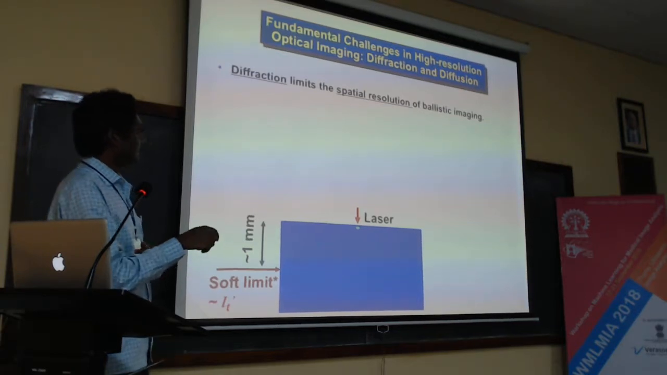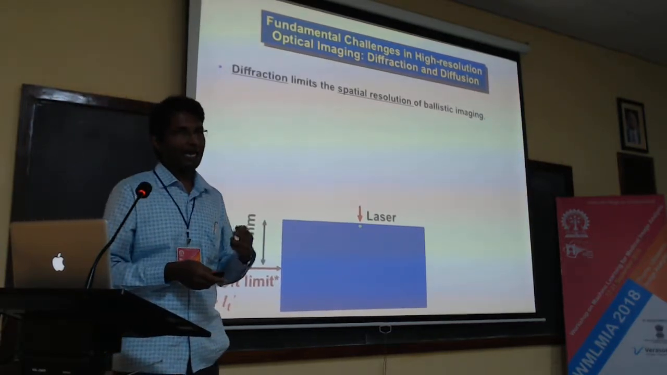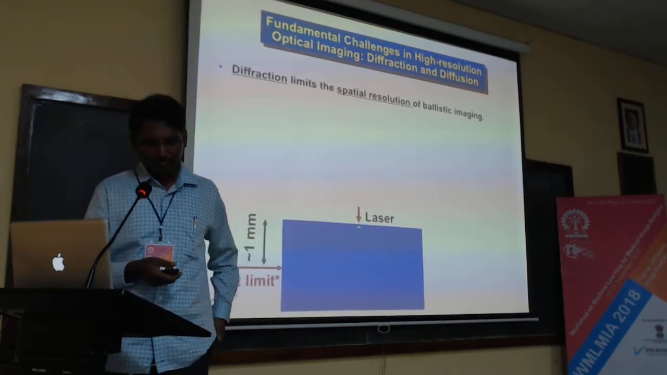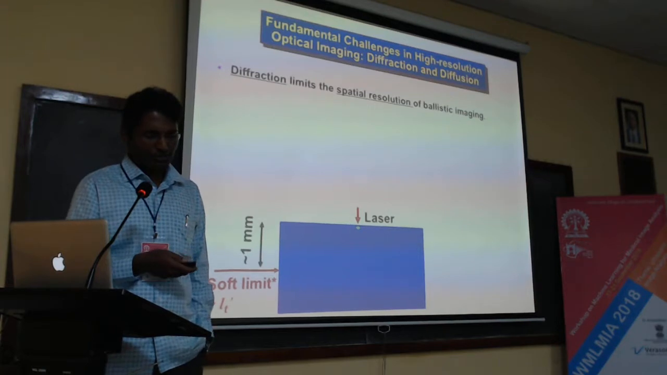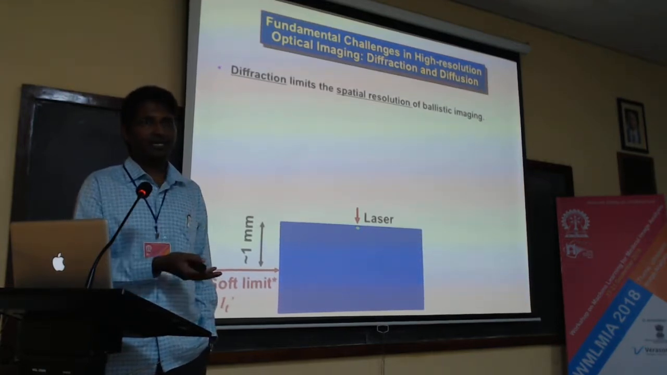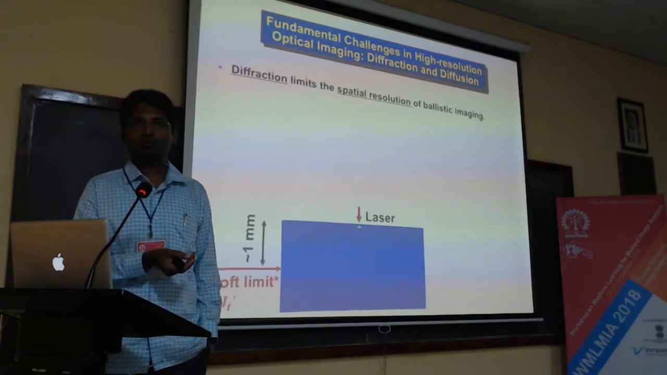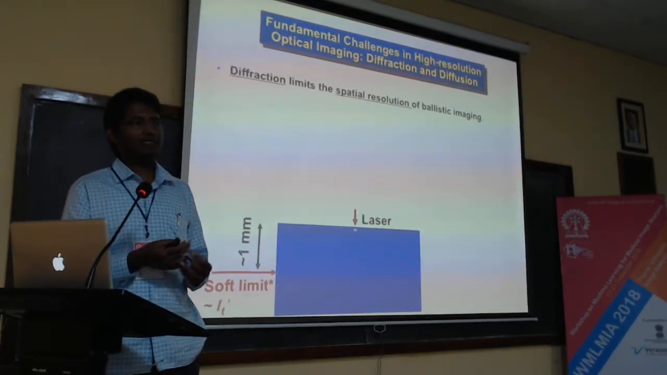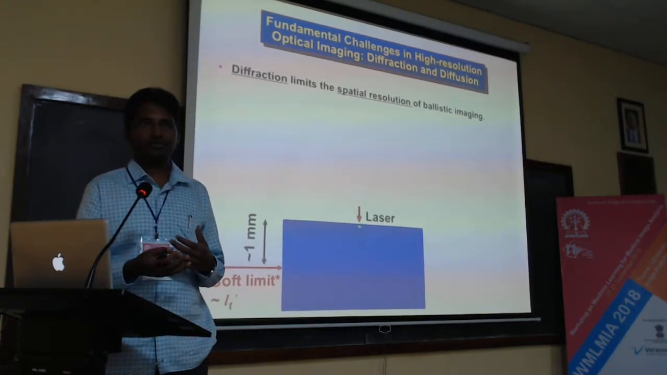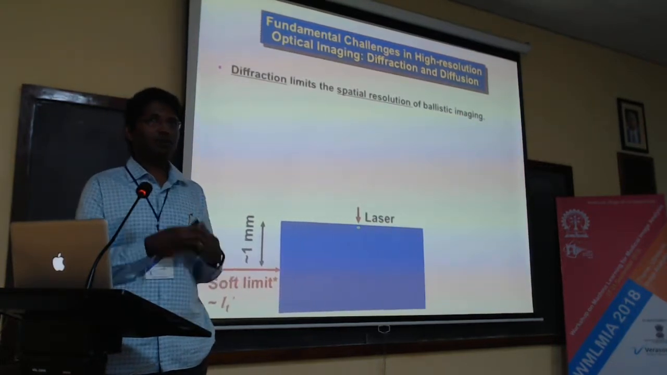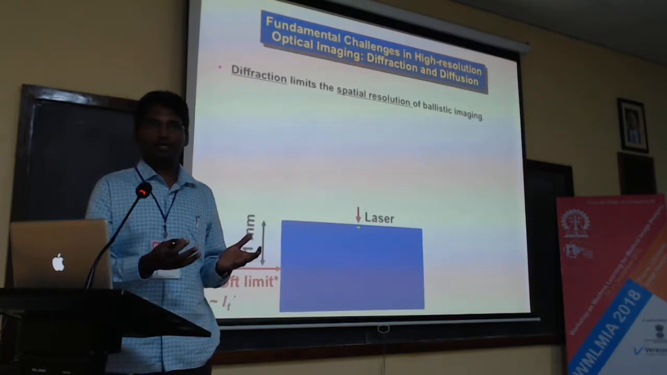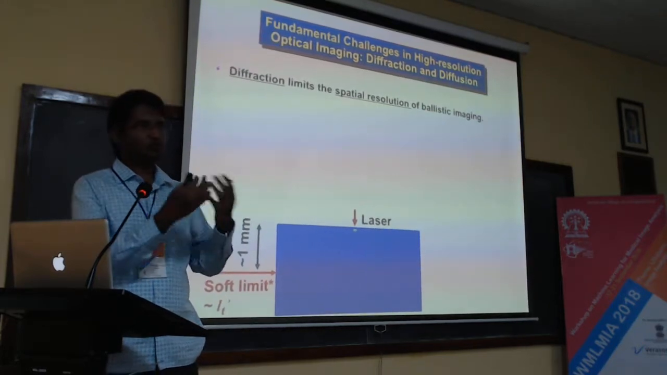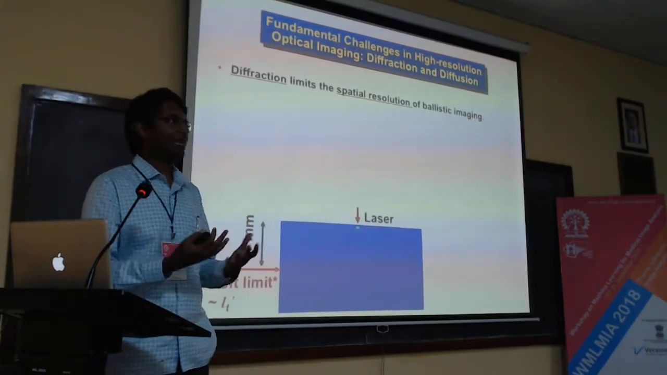So the problem is that light has what we call a diffraction limit. When we are irradiating and detecting, the light is going to have multiple interactions with the tissues. One of the interactions is absorption, another is called scattering. Some of the light will get absorbed, and some of the light will also get scattered. This scattering is what causes resolution loss for us, and most of your detected signal is actually scattering signal.